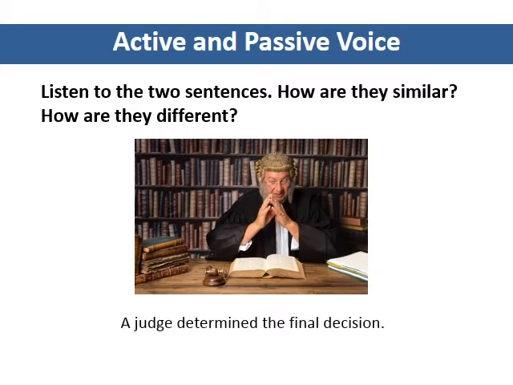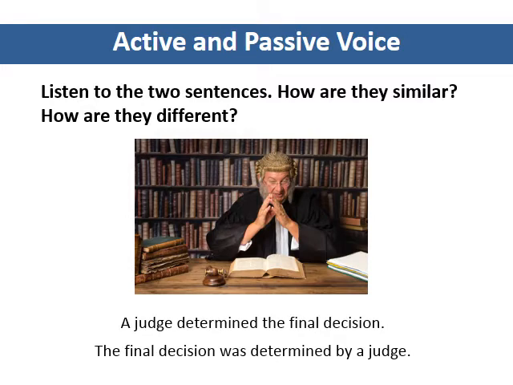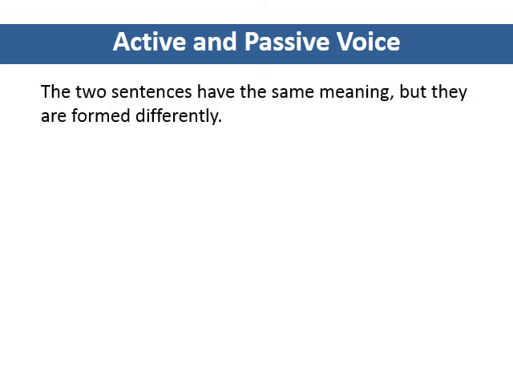A judge determined the final decision. The final decision was determined by a judge. The two sentences have the same meaning, but they are formed differently.